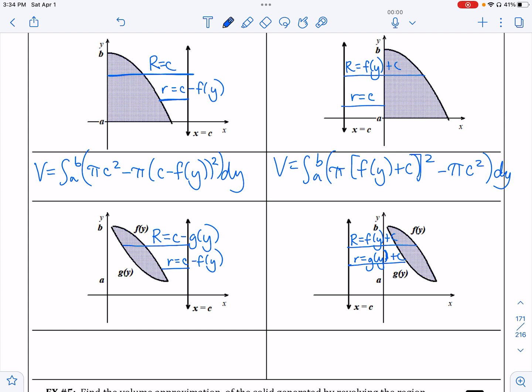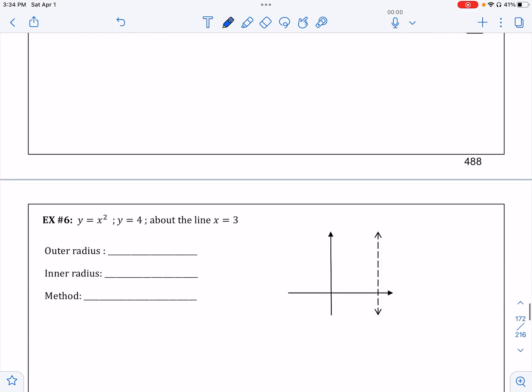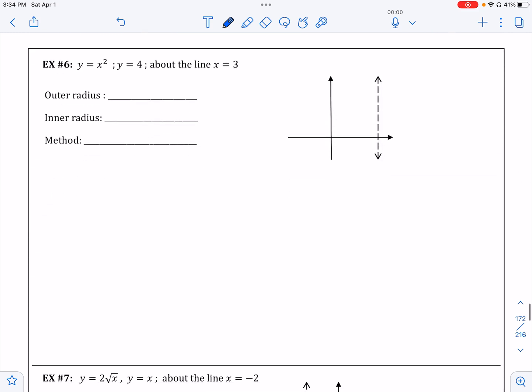So we're going to go ahead and jump to example 6. On example 6, go ahead and see if you can sketch out this picture here.